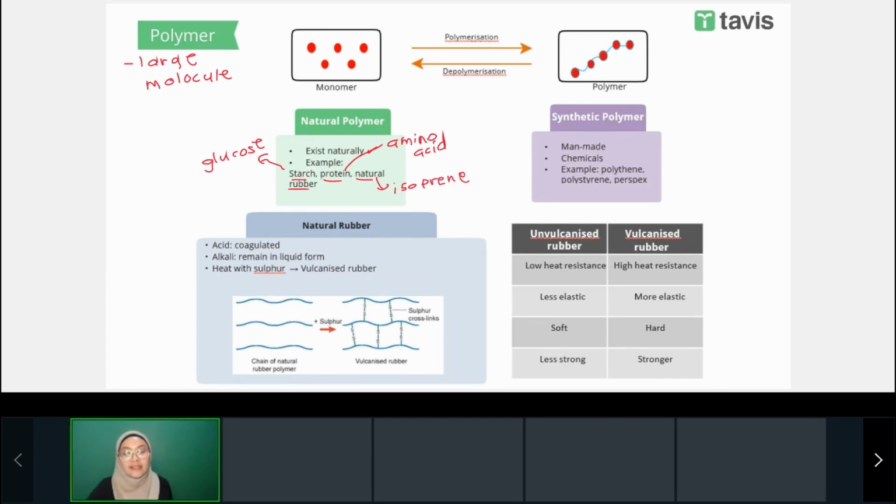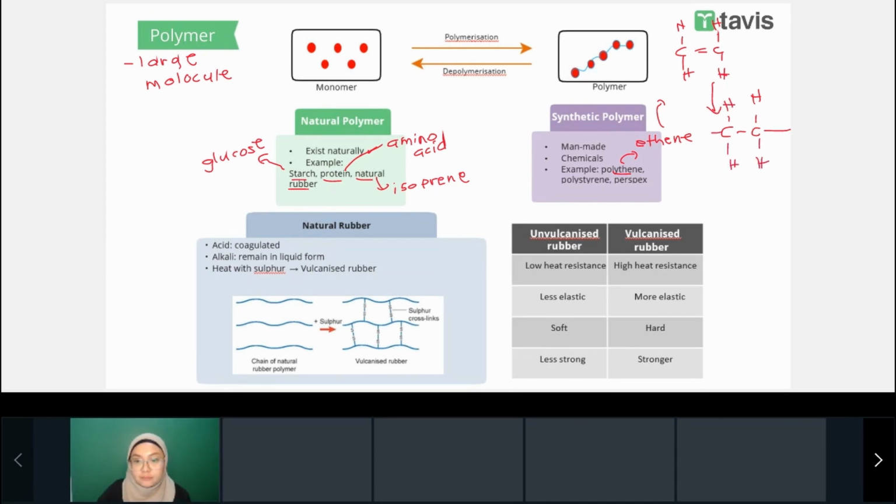Okay, how about synthetic? A synthetic polymer is a man-made polymer made by chemical reactions. The example is polythene. The monomer of polythene is ethene. Okay, the ethene structure is like this. This one is an ethene. After it undergoes polymerization, it will become a single bond, with a lot of other monomers.